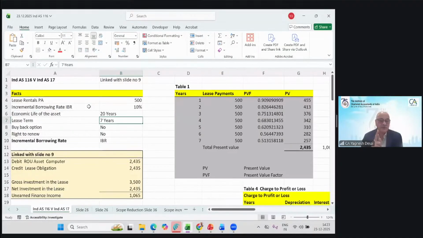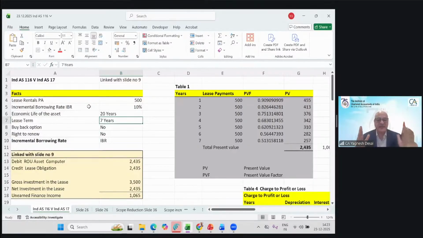That means the lessee has the right of using these assets throughout the entire lease term of 7 years. So for 7 years, nobody can touch the lessee. Nobody will stop the lessee from using these assets as per his sweet will.